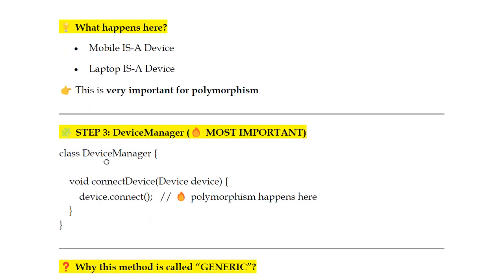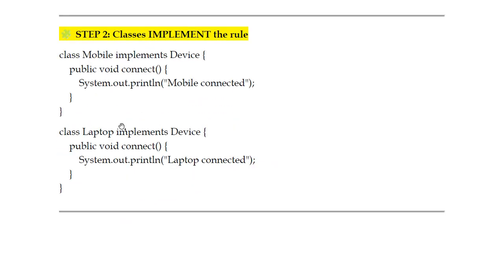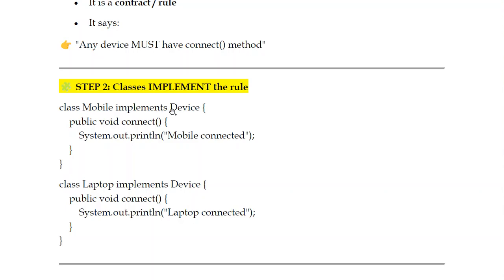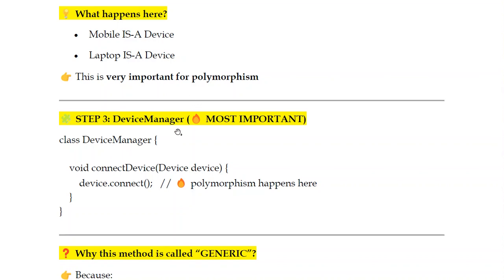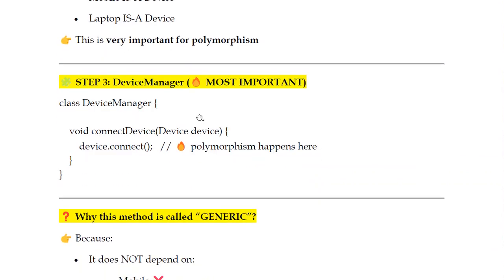And then the logic part: Mobile is a device because it implements this Device. Laptop is a device. It's very important. DeviceManager is an important part here. Out of this code, polymorphism is happening. I told you earlier, at runtime only it has been replaced. Device dot connect decides which method will execute, the mobile class, laptop or headset. So a common generic class is given here, and the method is also available here.